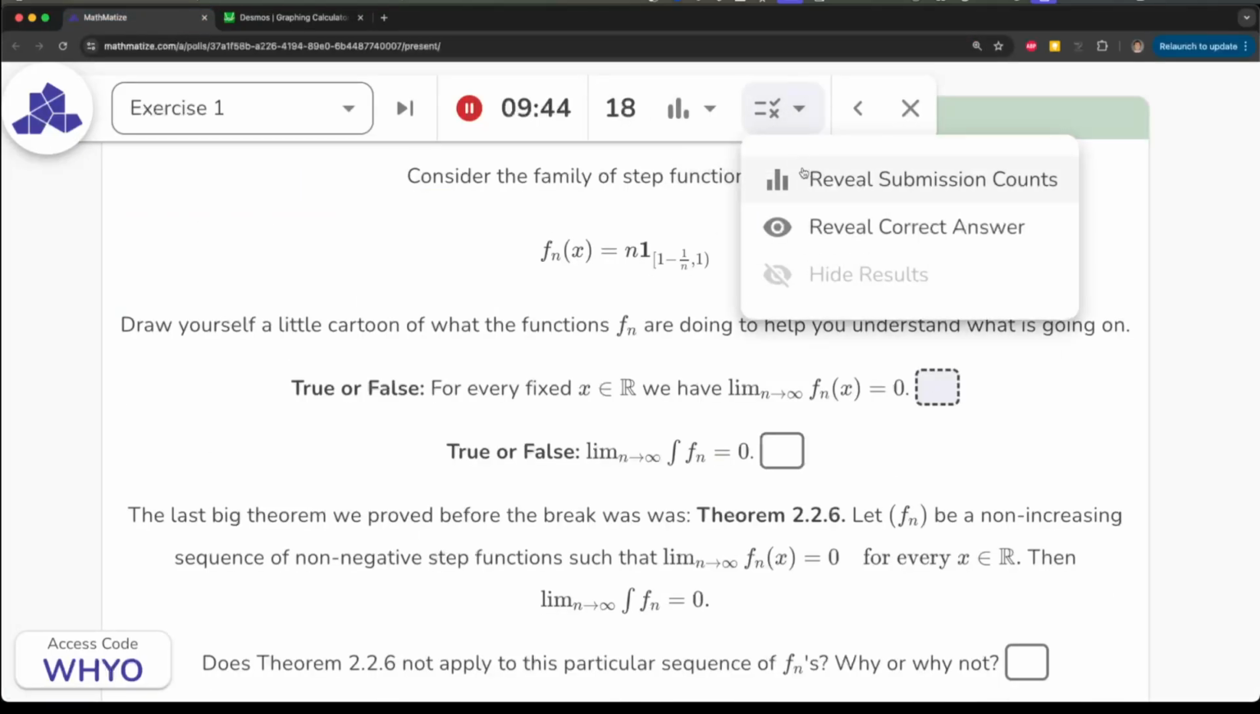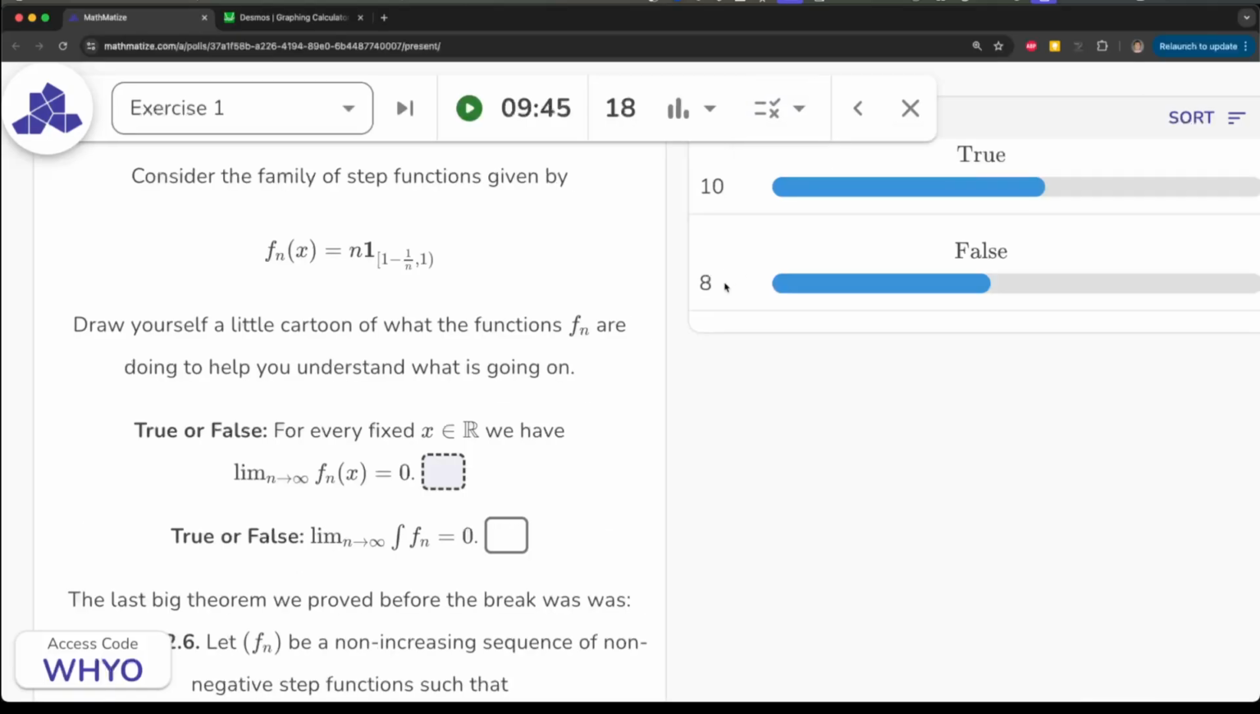Let's start with this one. True or false? Is it going to 0? 10 people said true, 8 people said false. So pretty split on this thing.